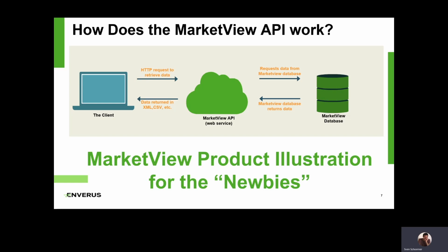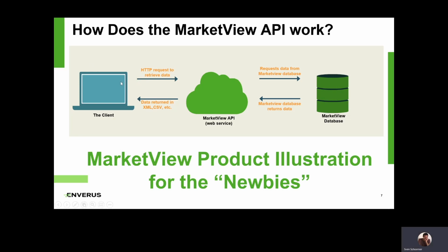A web service means it's using HTTP requests and HTTP responses, in the same way as when you type in google.com, you're sending an HTTP request and then Google replies with that first search page that you normally see. That process is also used by our API because it's a web service. What does that mean in detail?